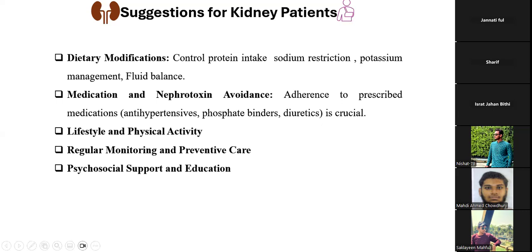Suggestions for kidney patients. Dietary modifications: control protein intake, sodium restriction, potassium management, and fluid balance. Medication and nephrotoxin avoidance, lifestyle and physical activity. Require regular monitoring and preventive care, and psychosocial support and education.